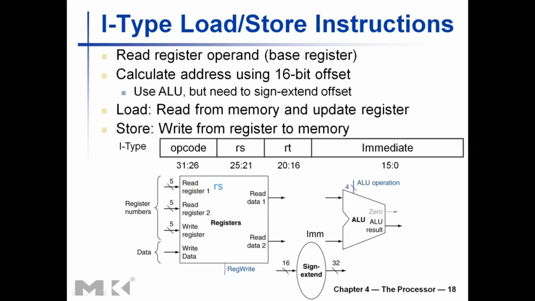RS is given into the first address port of the register file, and the 32-bit value stored there is taken from the register file and provided into the ALU's first input. So that is the base address. Remember that we are calculating a memory location, calculating an address in the data memory. So the base address is taken from the RS register and that 32-bit value is given to the ALU.